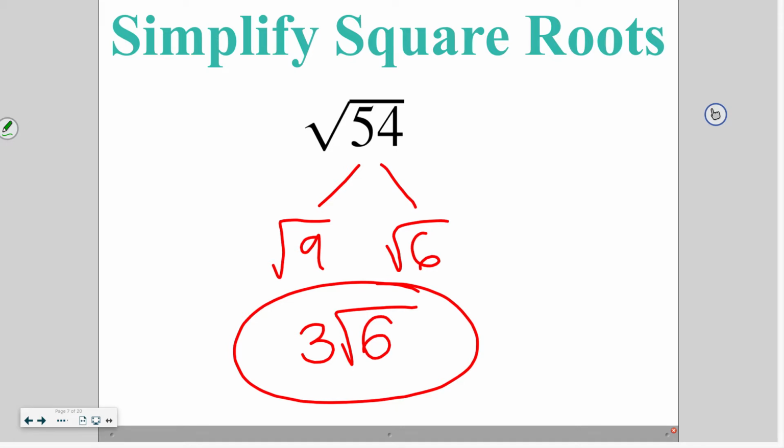You can break it down into the square root of 9 and square root of 6. Square root of 9 is 3, and we can't simplify the square root of 6.